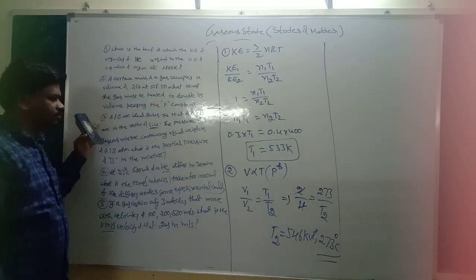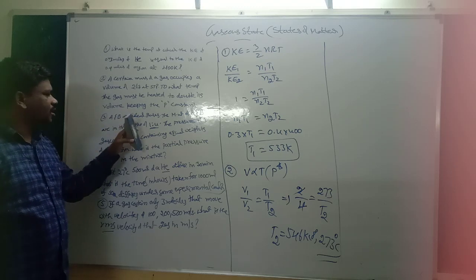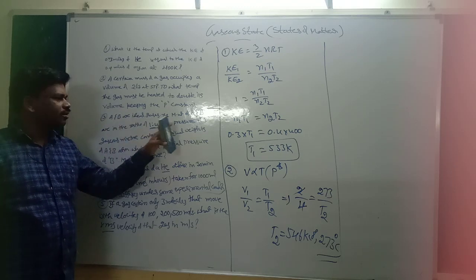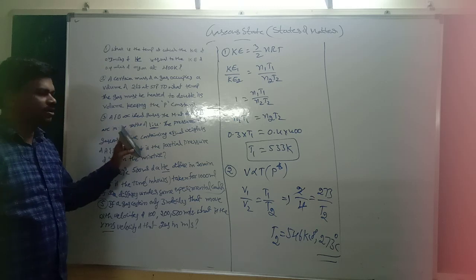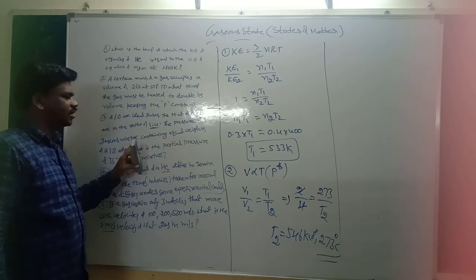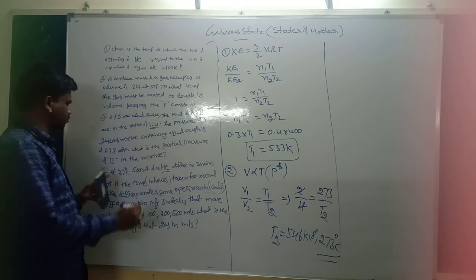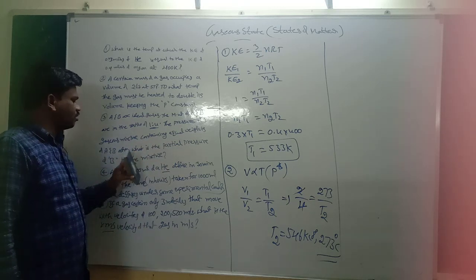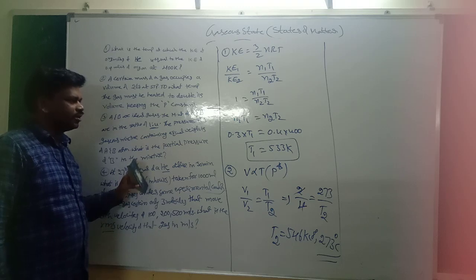And another one: A and B are ideal gases. The molecular weights of A and B are in the ratio of 1:4. Consider the pressure of a gaseous mixture containing equal weights of A and B. What is the partial pressure of B in the mixture?